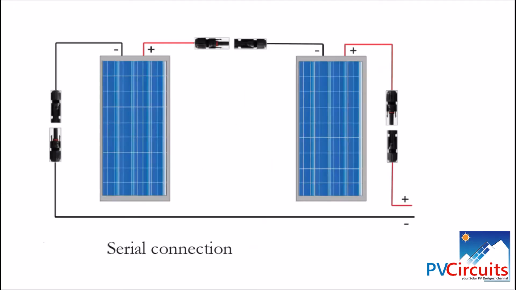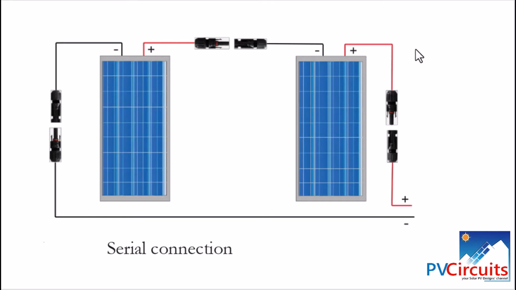Let's look at a series connection. So here we see the MC4 being used in a series connection, and you can see clearly that in this particular case the positive joins the negative side, and this is repeated. It can go on like that, and you have several other panels connected in the same way in a series manner.